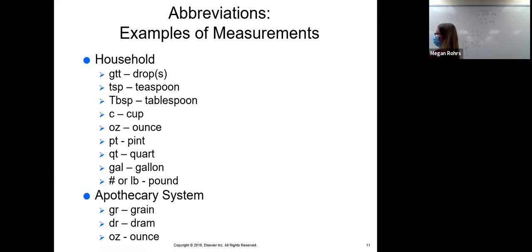And then we have the apothecary system. So that is the oldest system of measurement. Still sometimes used in the pharmacy today, which is why we're going to go over that. Some drugs are still measured in grains. So nitroglycerin, acetaminophen, codeine, just a few examples of that. So once again, we'll practice converting from the apothecary system back into the metric system as well.